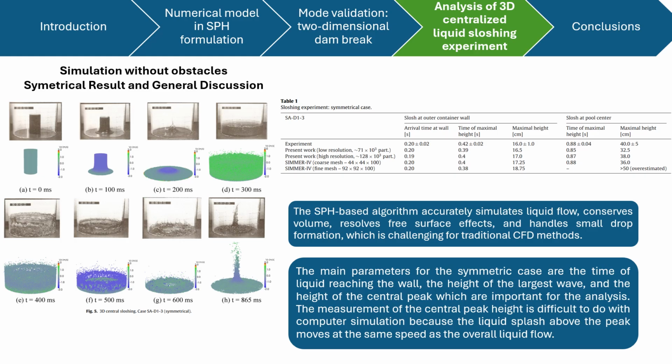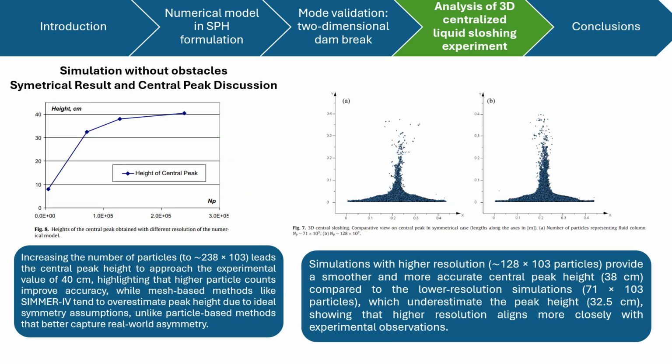The main parameters for the symmetric case are the time of liquid reaching the wall, the height of the largest wave, and the height of the central peak, which are important for the analysis. The measurement of the central peak height is difficult to do with computer simulation because the liquid placed above the peak moves at the same speed as the overall liquid flow. Next, we have the symmetrical result and central peak discussion.